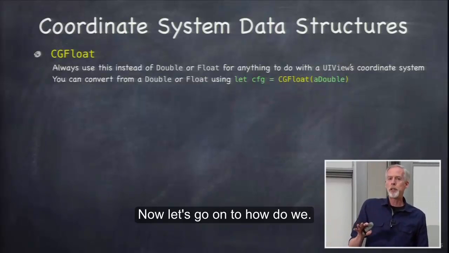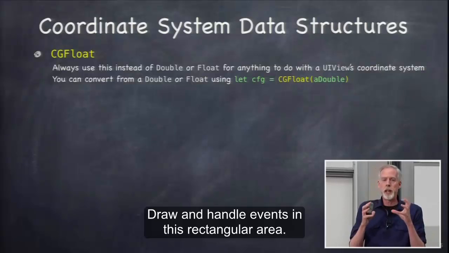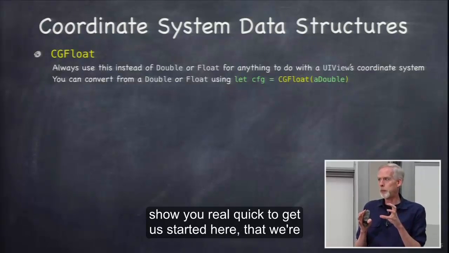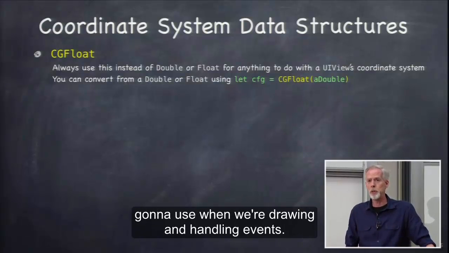All right, so let's go on to how do we draw and handle events in this rectangular area? Well, we need a coordinate system to work in. So there's some data structures I'm going to show you real quick to get us started here that we're going to use when we're drawing and handling events.